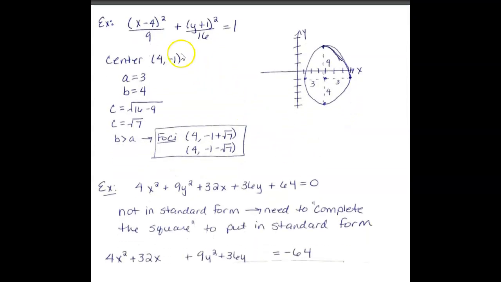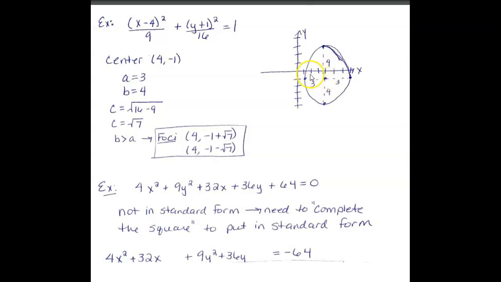Our next example, we have standard form given, but our center is not at the origin. Basically, that's the only difference here. So x minus 4 squared over 9 plus y plus 1 squared over 16 equals 1. So our center would be located at (h, k), which would be 4, negative 1. A squared is 9, so A is 3. B squared is 16, so B is 4.